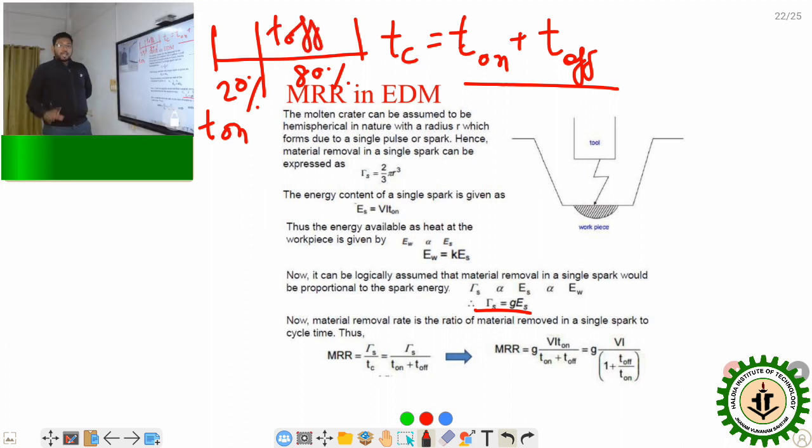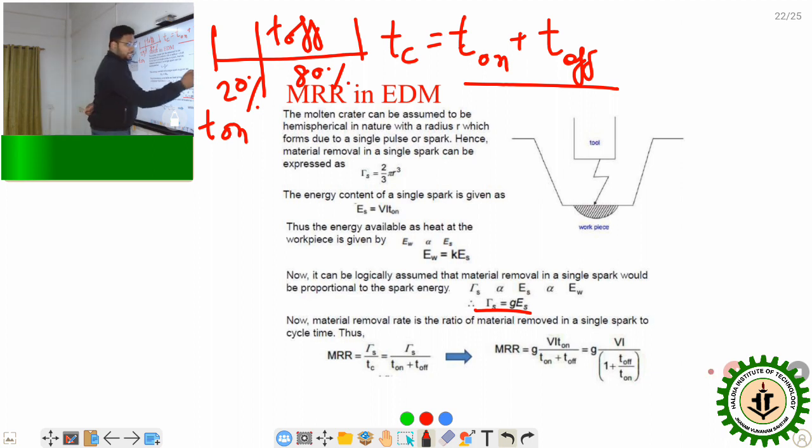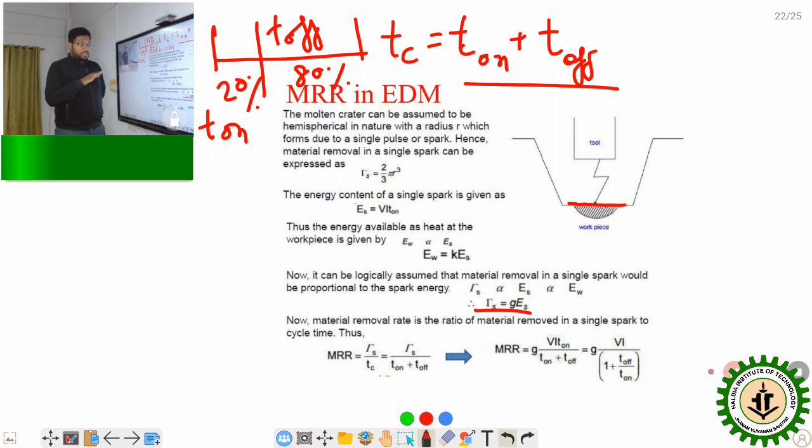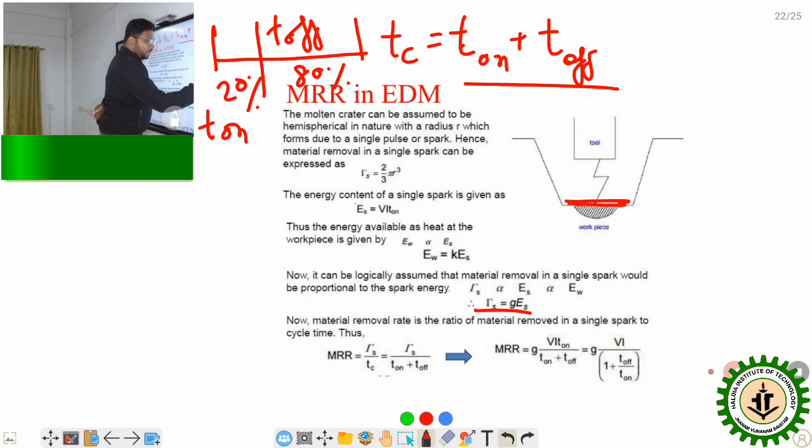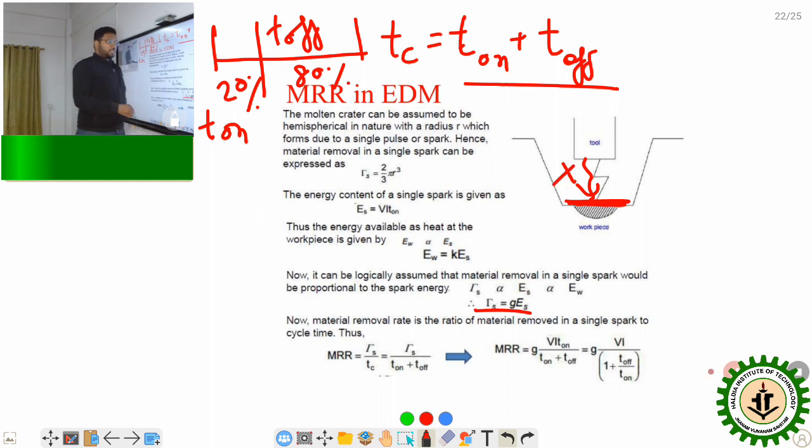Why do we need T off? Because after a single spark, the burnt material will create a sustained layer on the surface. When this burnt material creates a layer over the work surface, the spark will not happen. So after some time, the spark will discontinue and the material removal process will be completely stopped. That's why we need T off time.